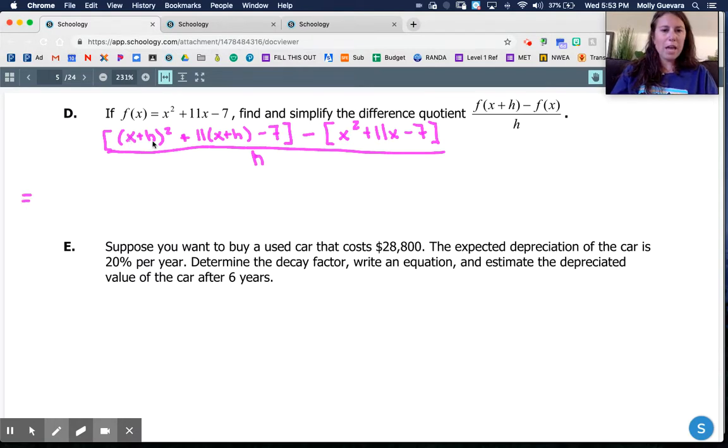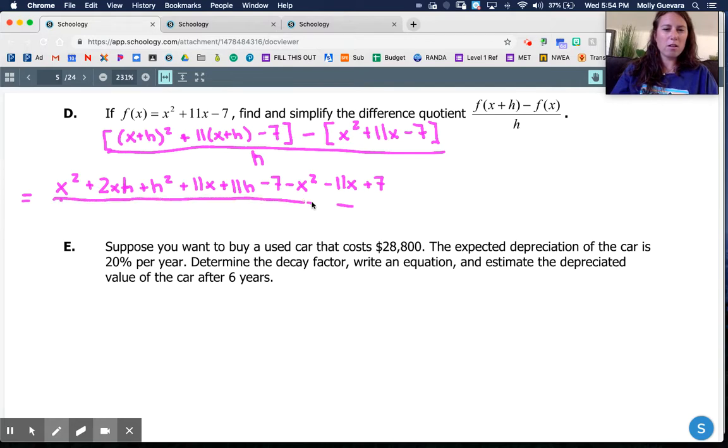Okay, (x plus h) squared, hopefully we remember, we did it in our notes. It's x squared plus 2xh plus h squared. Okay, and then 11 times x is 11x. 11 times h is 11h minus 7. And then I can also distribute this negative, so that gives me negative x squared, minus 11x plus 7. So I distributed the negative there. And this is still all over h.